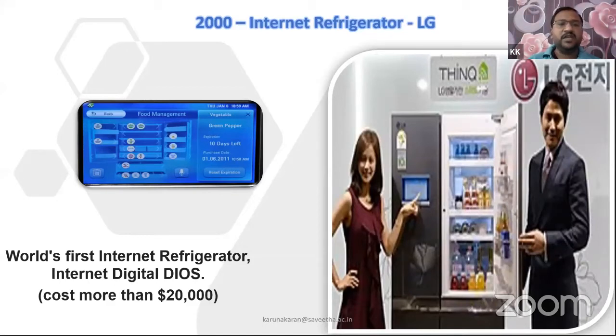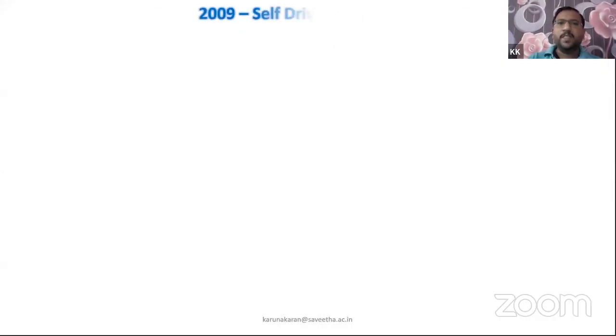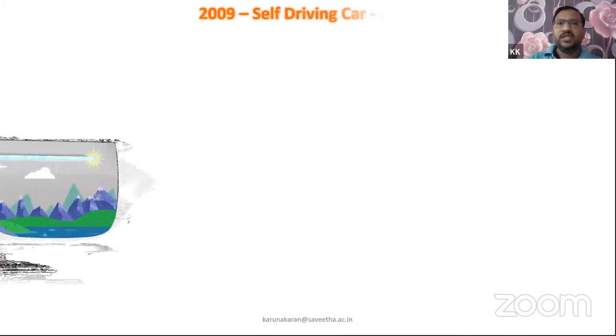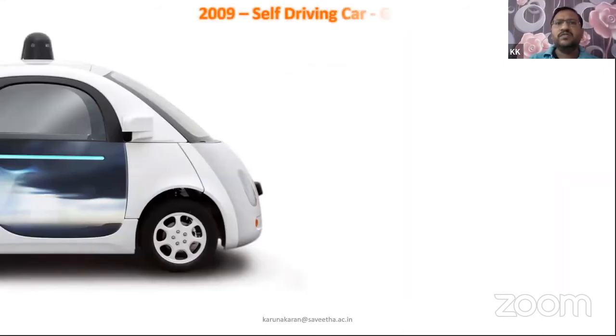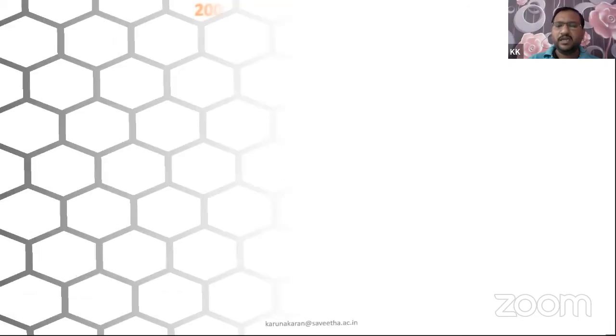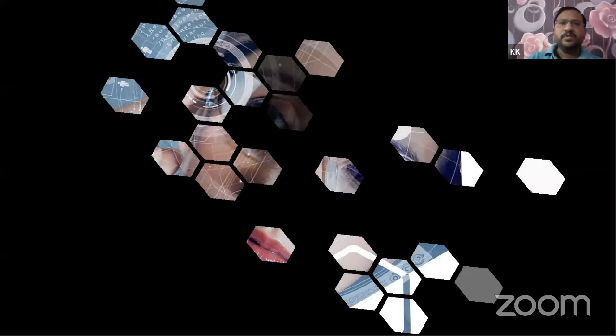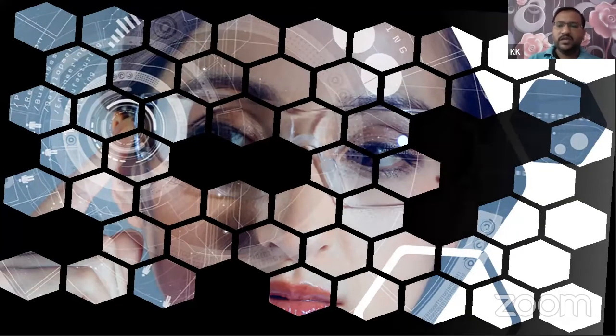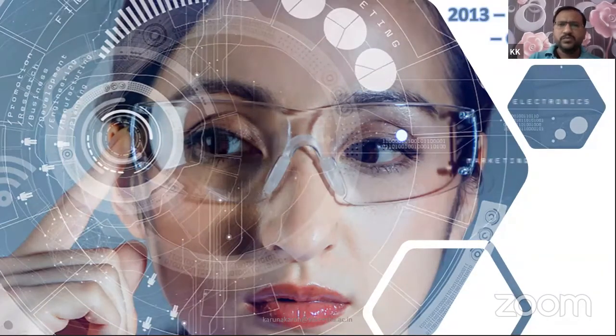They devised a separate OS, digital iOS, for their refrigerator. Since it was more costly during that period, it was $20,000, it was not feasible and not successful. Then in 2009, Google invented the self-driving car, and then in 2013, the same Google invented smart glass. So all these are examples of Internet of Things.